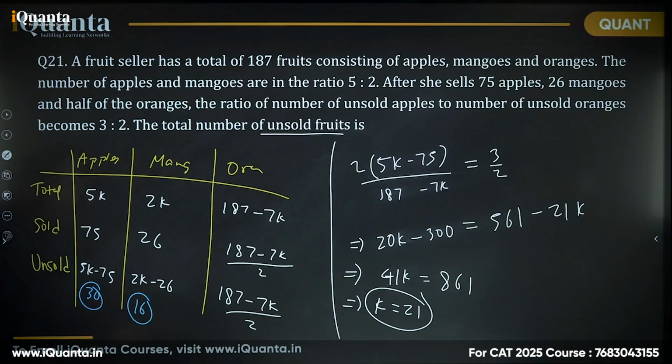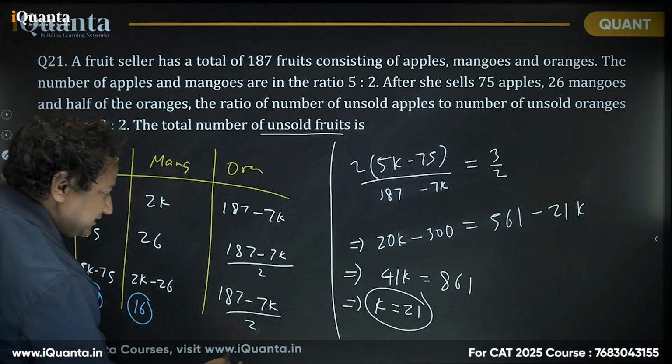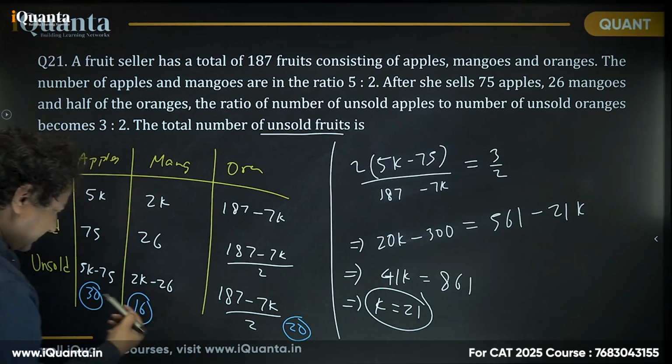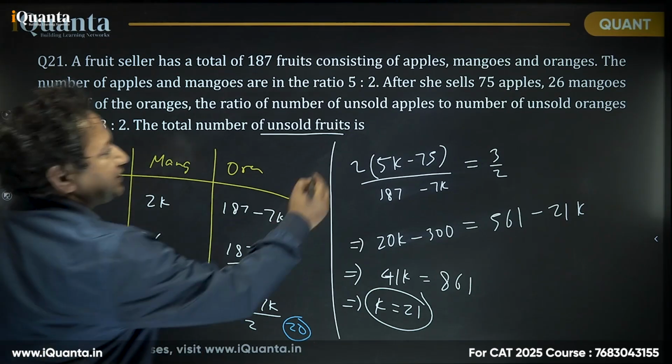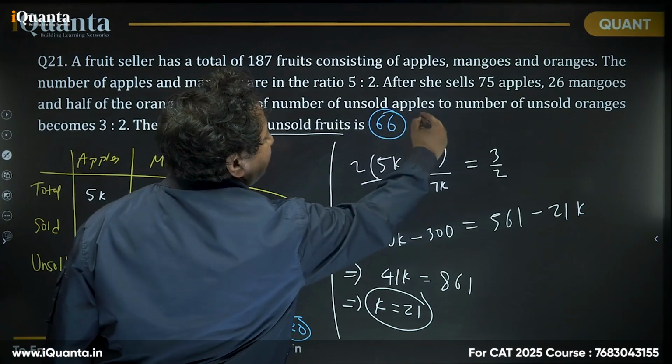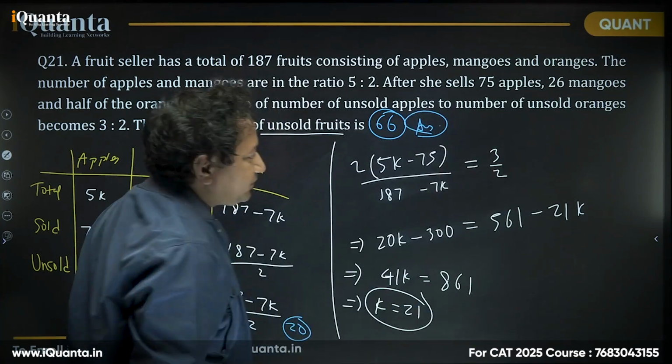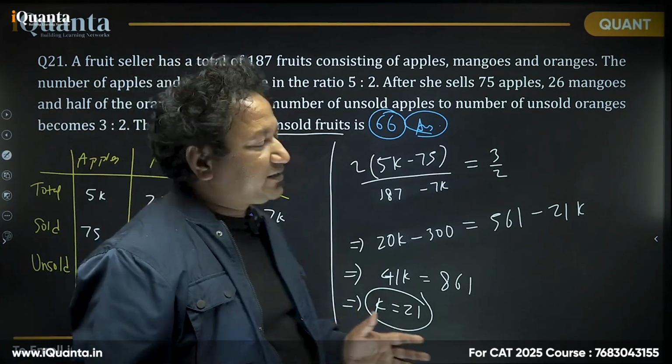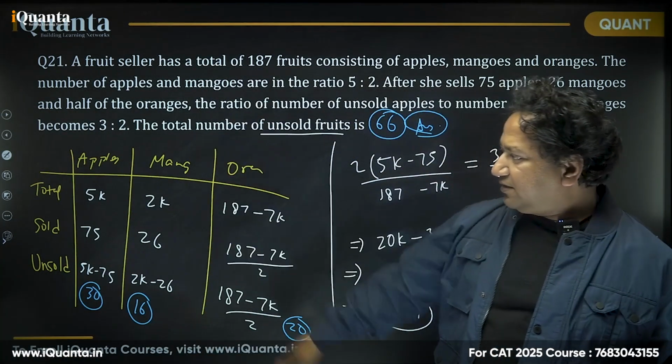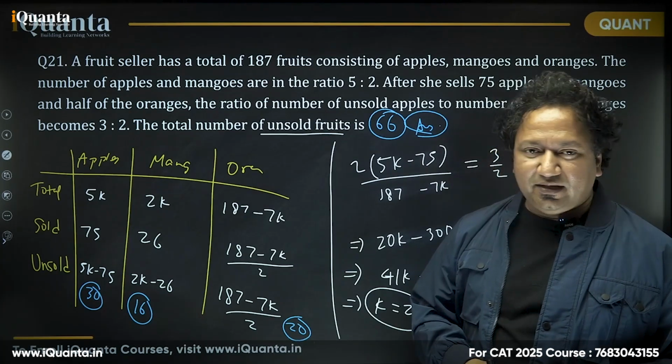And 187 minus 7k upon 2 is what we need to find. So k is 21. 21 into 7 is 147. 187 minus 147 is 40, upon 2 is 20. So 20 plus 16 is 36, plus 30 is 66. That has to be the correct answer. The main thing in this question is to write all the information in the table and then everything will be sorted.